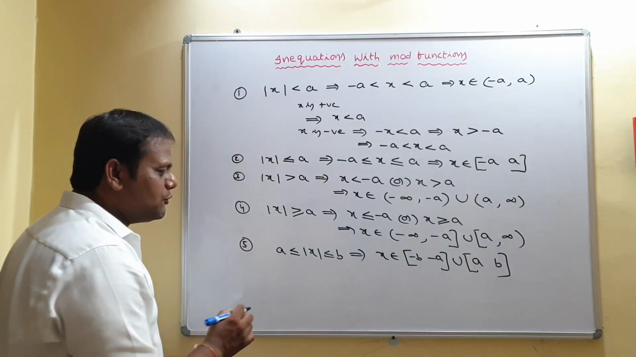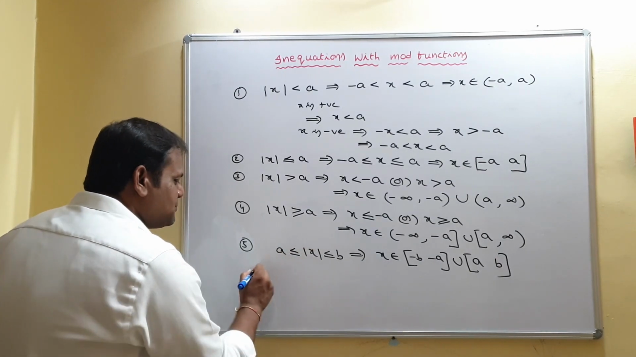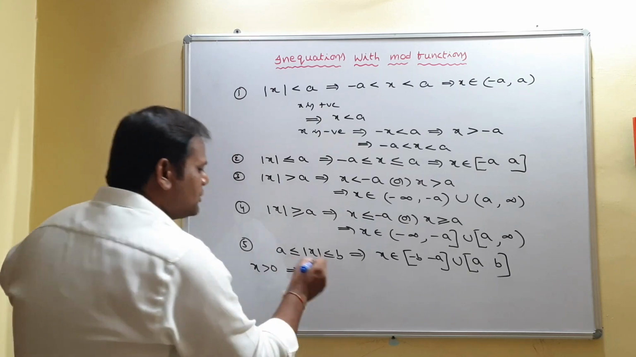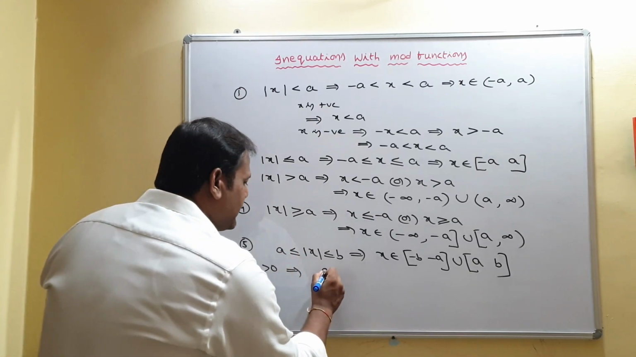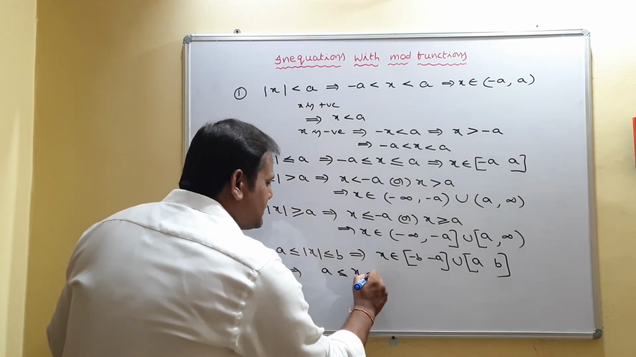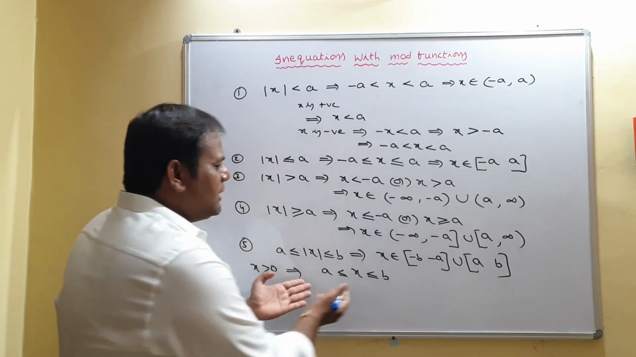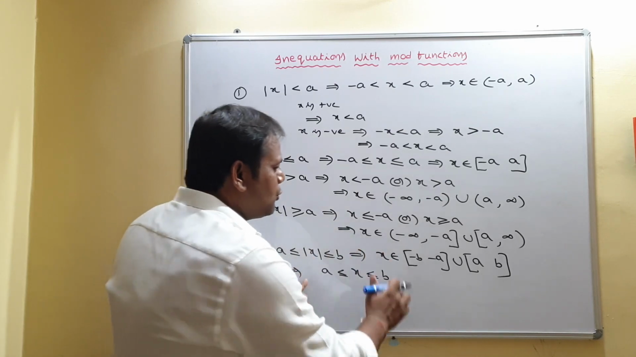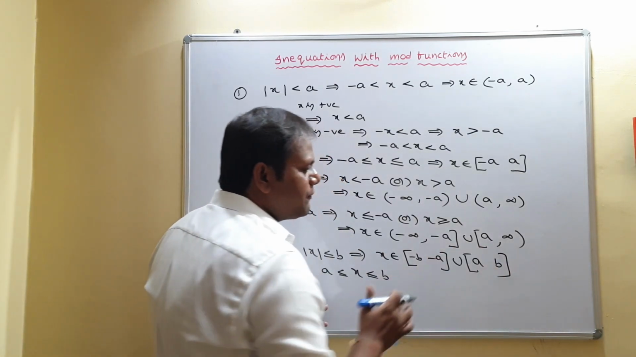So easily you can prove that, that is, suppose x is positive. If x is positive, you know that mod x is x, then you can get a less than or equal to x less than or equal to b. So a less than or equal to x less than or equal to b means what? X belongs to closed interval a to b.